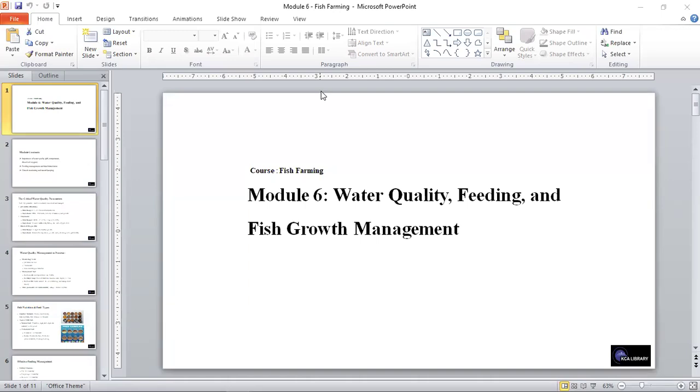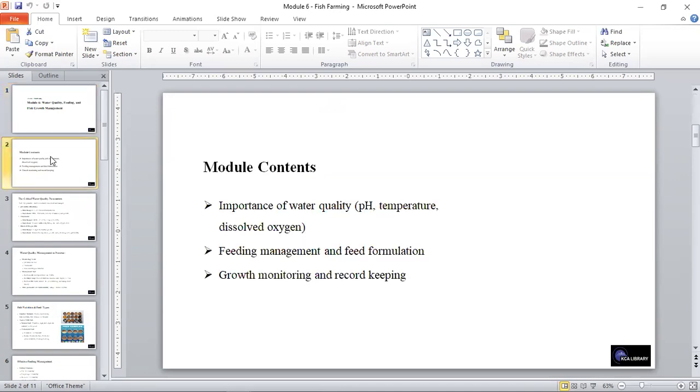Today we'll be looking at Module 6 and the topic is water quality, feeding and fish growth management. The content will be focusing on the importance of water quality, feeding management and feed formulation, and lastly, growth monitoring and record keeping.